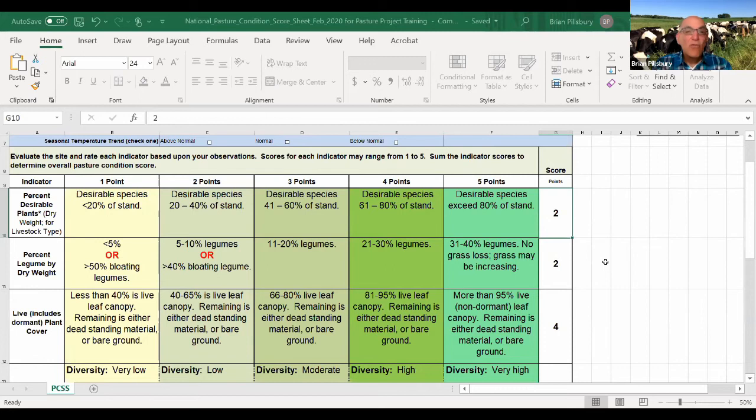We can also have too much legume. So if we get down to more than 50% of the legumes being of the bloating type, such as alfalfa, clovers, you know, they would be too much, and we would score that very low as well.